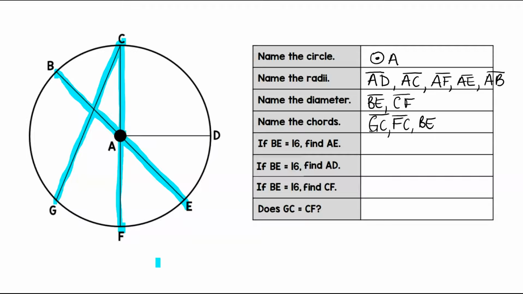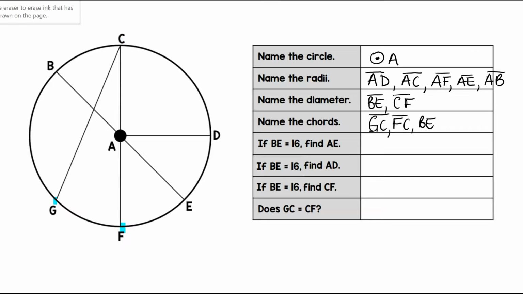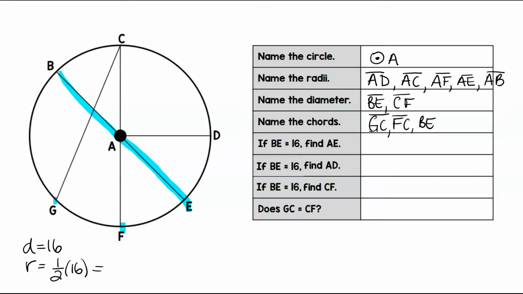Okay, next part, if BE is 16, I'm going to erase this, BE. BE is the diameter of the circle. So if the diameter is 16, it says to find AE. So if the diameter is 16, the radius is going to be half of that diameter, so the radius is going to be 8, which means from A to E is 8.